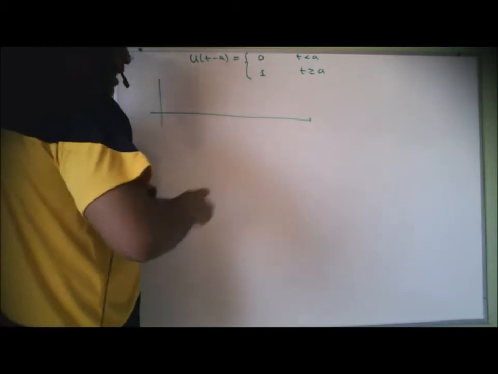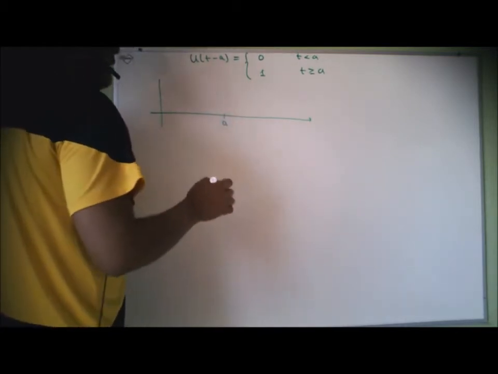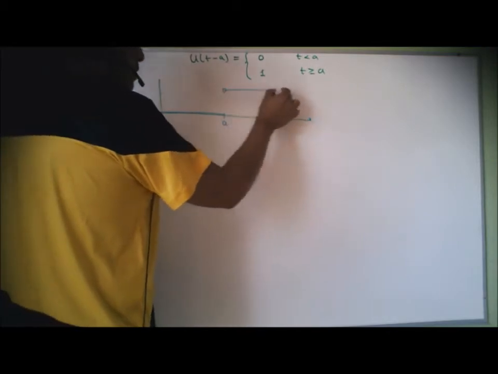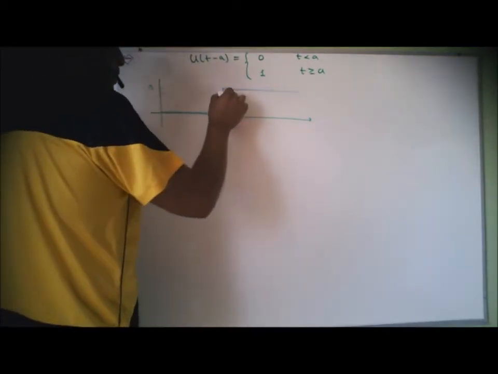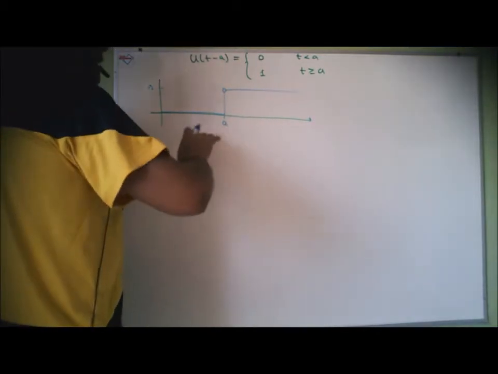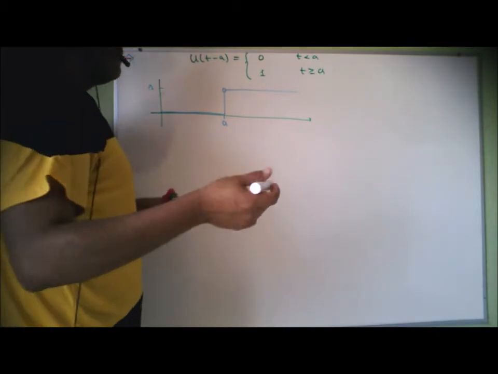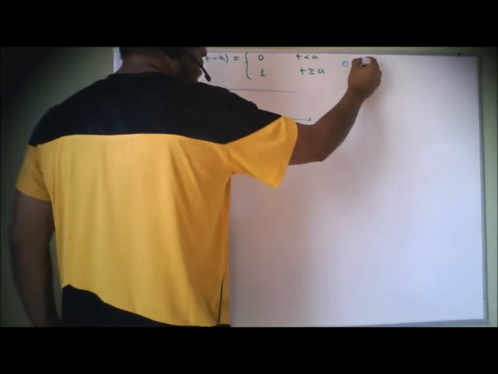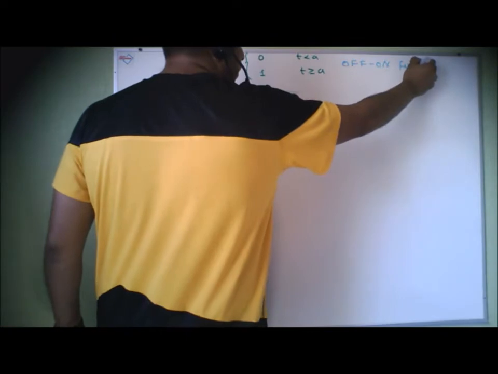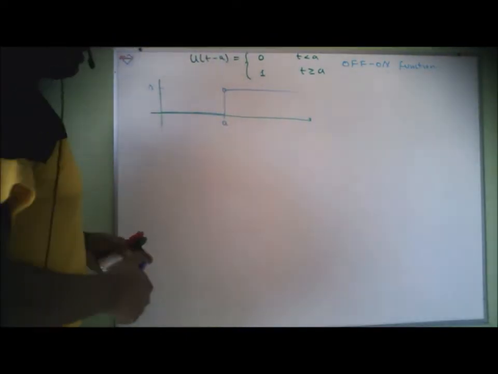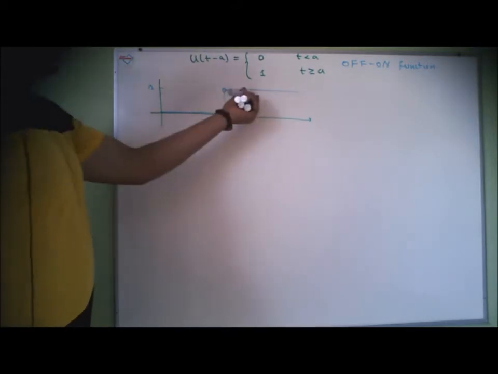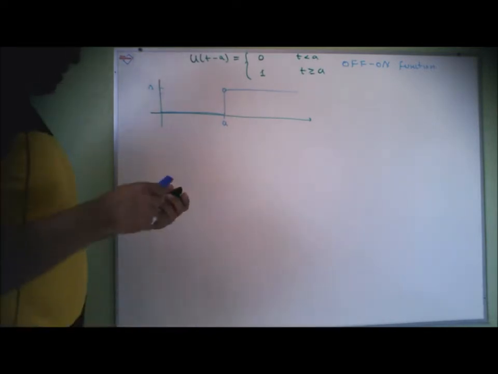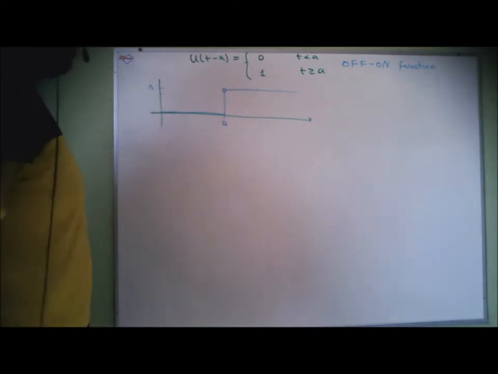When the time is equal to a, imagine that this is a, before that it is going to be 0, and after that it turns to be 1. So 0 before a, 1 after t is equal to a. In engineering, this is also called the off-on function, because it's very similar to when you turn on your cellular phone: before it is off and then it is on. Or when you turn on the light. So this is a very common function that we use every day, although we don't know it.